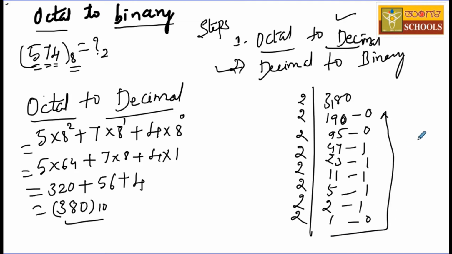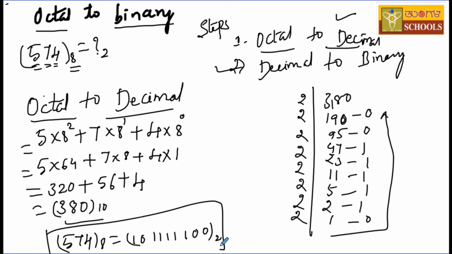What is the result now? If I write from bottom to top: 1 0 1 1 1 1 1 1 0 0. This is the binary number, which is equivalent to the octal number 574.